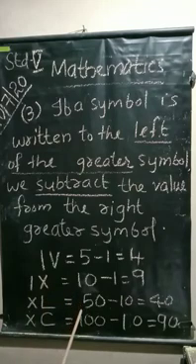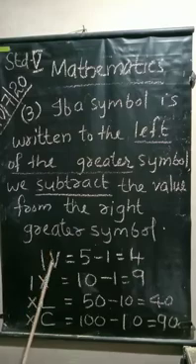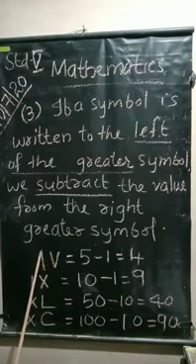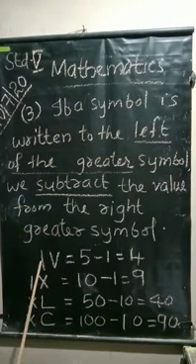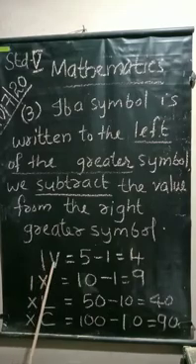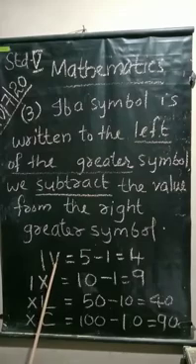Understood? Here we have an example. IV. Greater symbol is V. I is written on its left side. If smaller symbol is on the left side, it means subtract. Here smaller symbol is on the left side. So subtract it from greater symbol. Greater symbol V means 5.